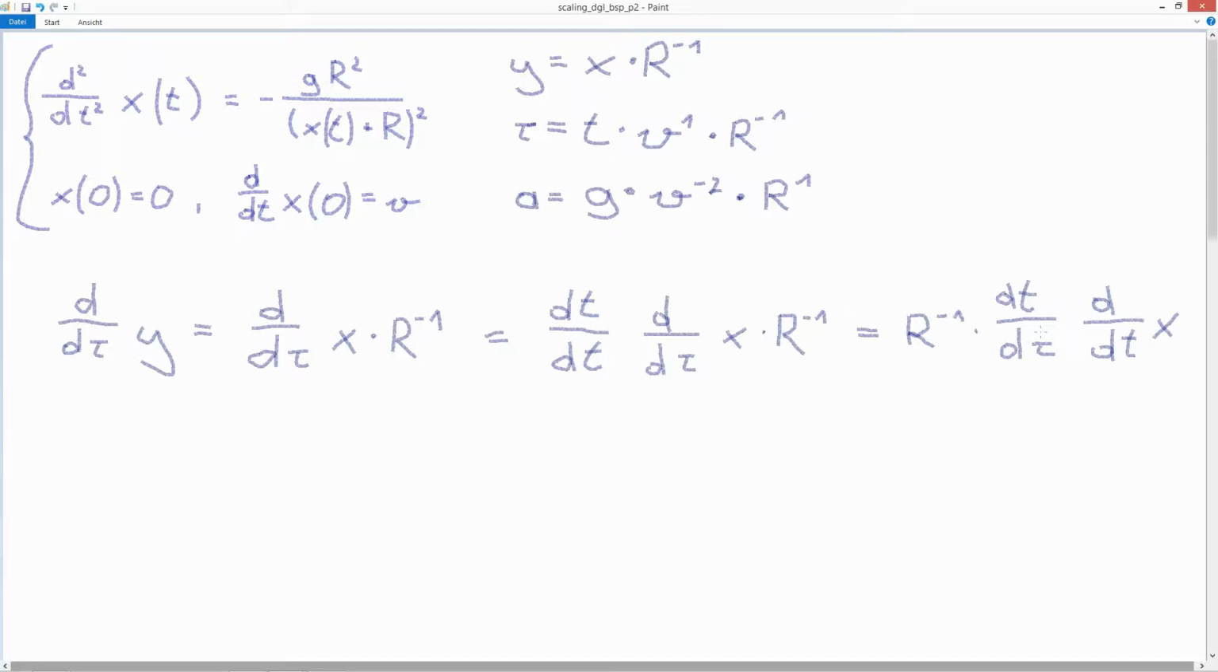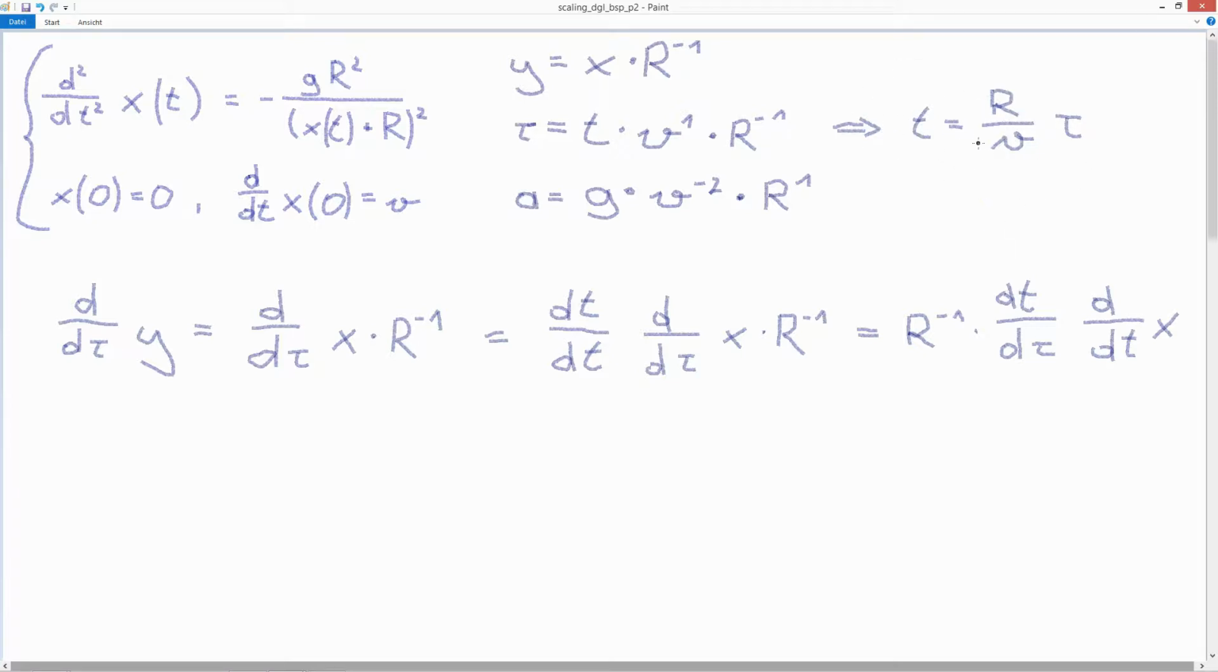Now this here says that we have to differentiate the variable t with respect to tau. From this relation here, we get that t is equal to r v tau. So from this relation here, we get this relation for t.